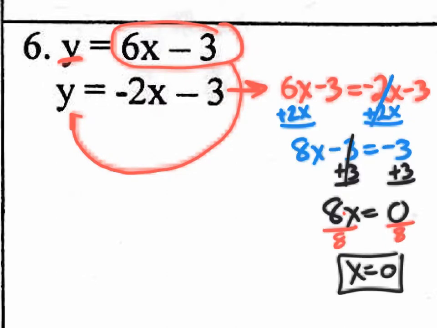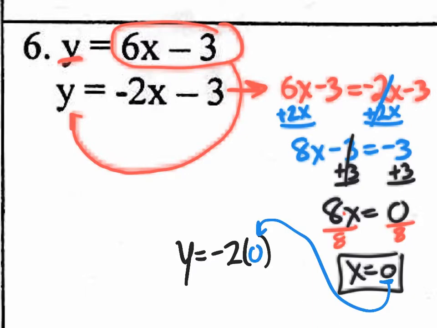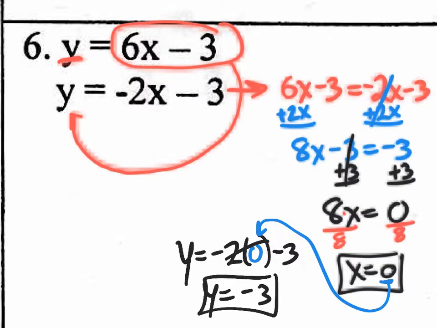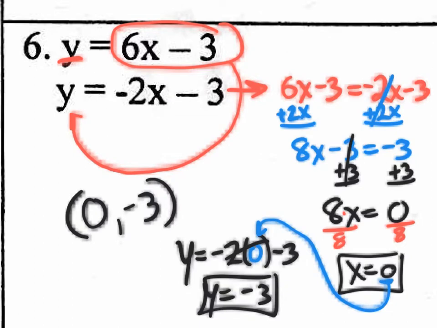And that's one answer. To find the other answer, you simply plug in your 0 right up there, or right there, it doesn't really matter. So let's plug it into the bottom one. Y equals negative 2, but instead of x, I put the 0 right in there, minus 3. So y equals, that cancels out, negative 3. So my answer to the system is 0, negative 3.